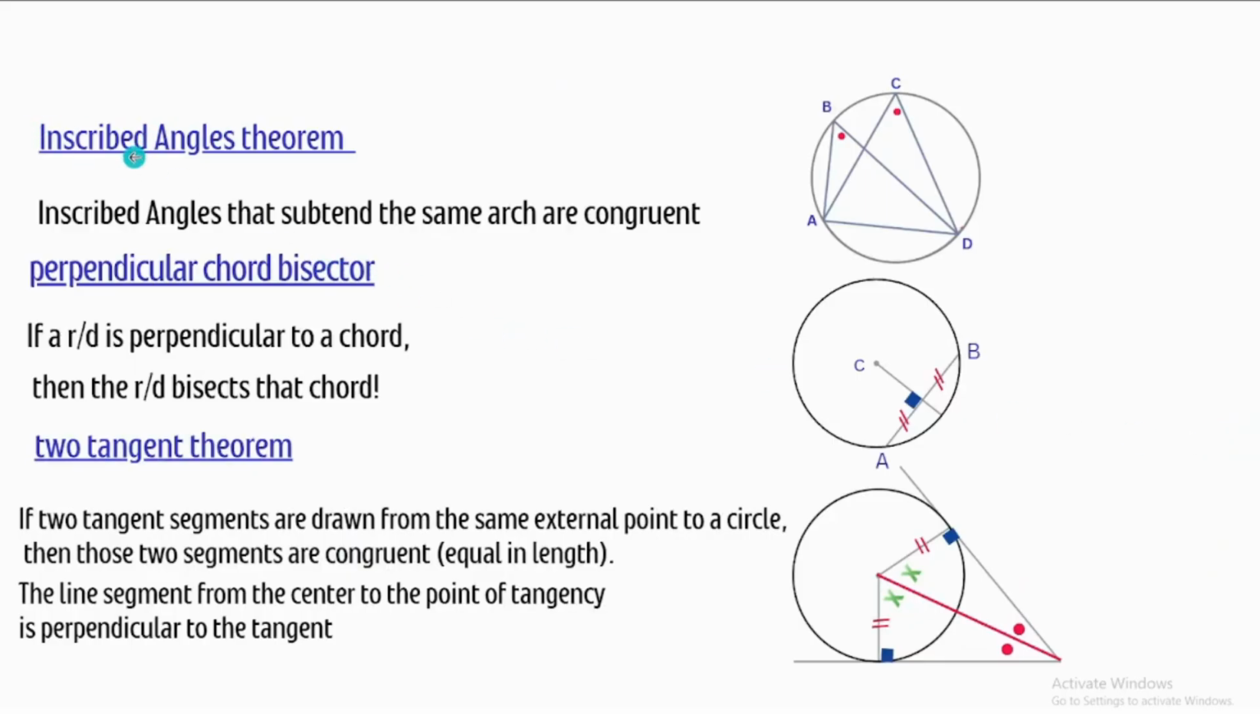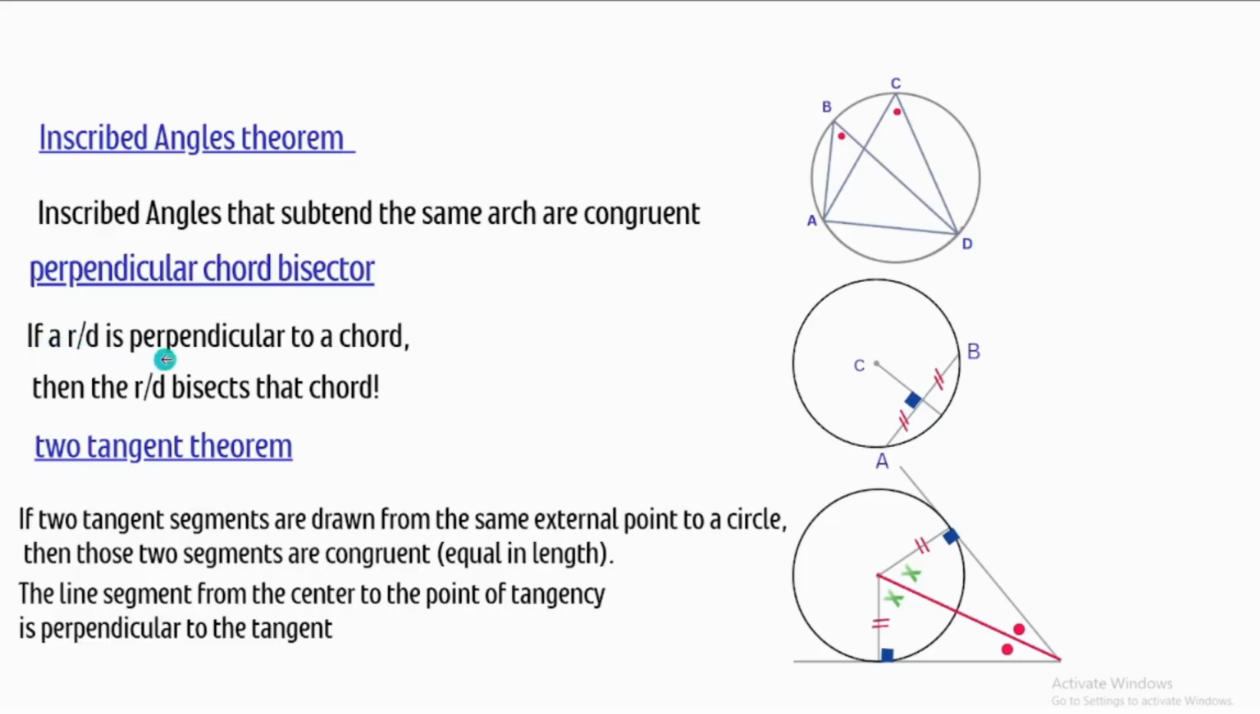These are some theorems about angles. Inscribed angles that subtend the same arc are congruent. This is an inscribed angle, and this is also an inscribed angle. They subtend the same arc. They open at the same arc, so they are equal in measure, or congruent.